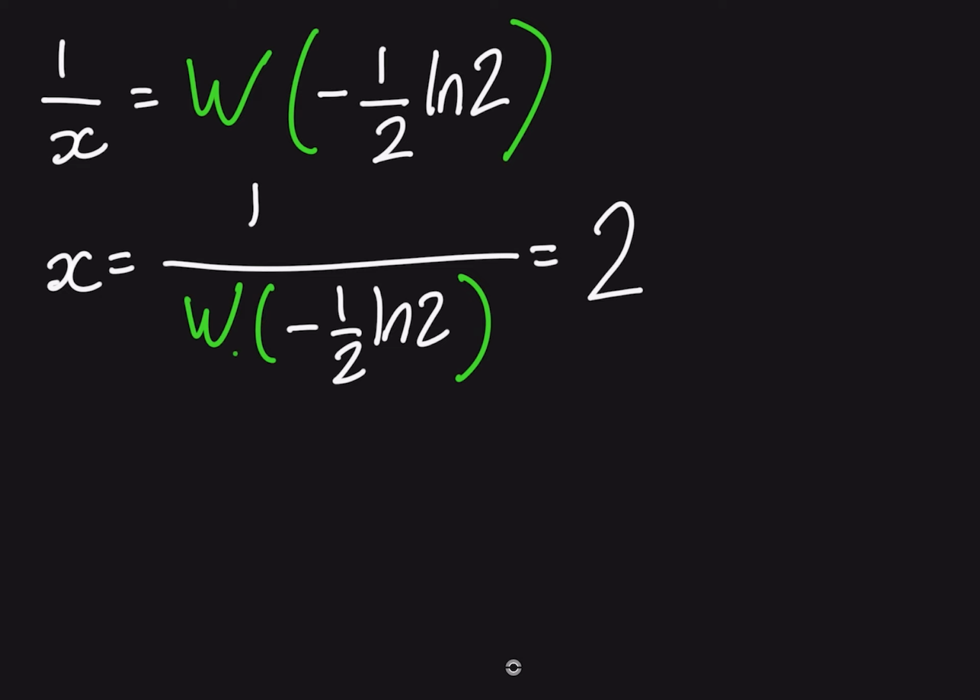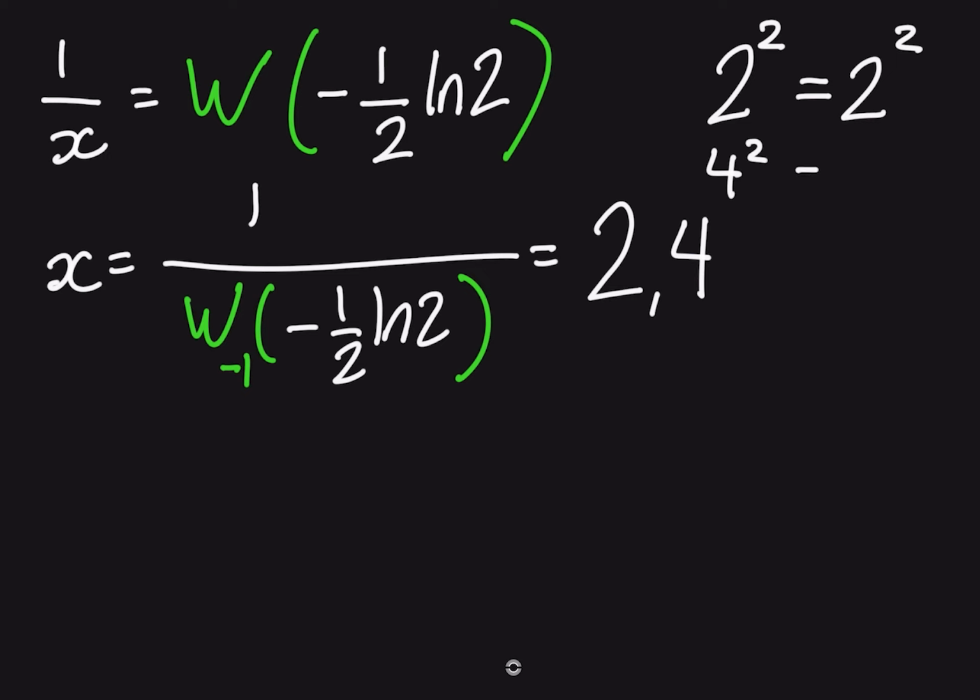However, as the Lambert W function is a multi-valued function, that means it can have multiple answers if it has different subscripts. Therefore, if we use the subscript 0, we will get an answer of x equals 2. However, if we use a subscript of negative 1, we will also get the answer of 4. And as you can see, 2 to the power of 2 will equal 2 to the power of 2. And 4 to the power of 2 equals 2 to the power of 4. So these scenarios all are correct.